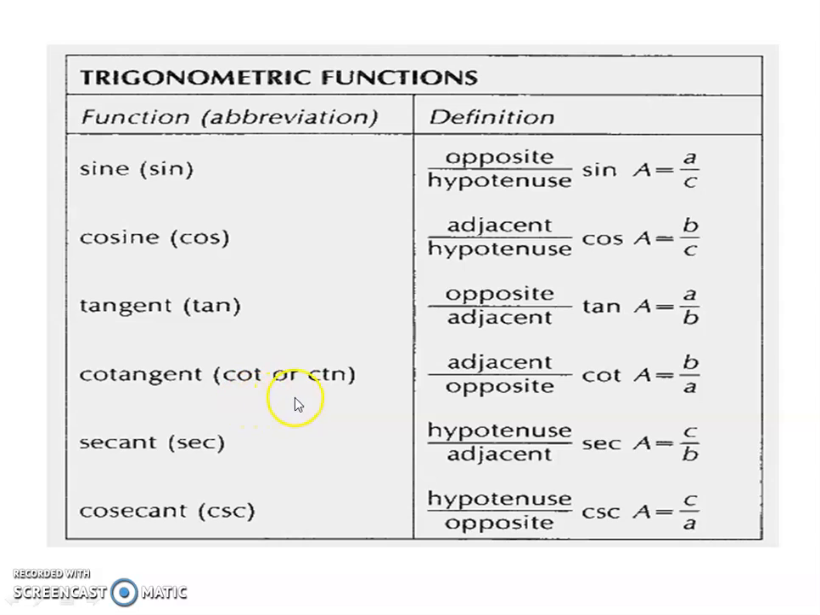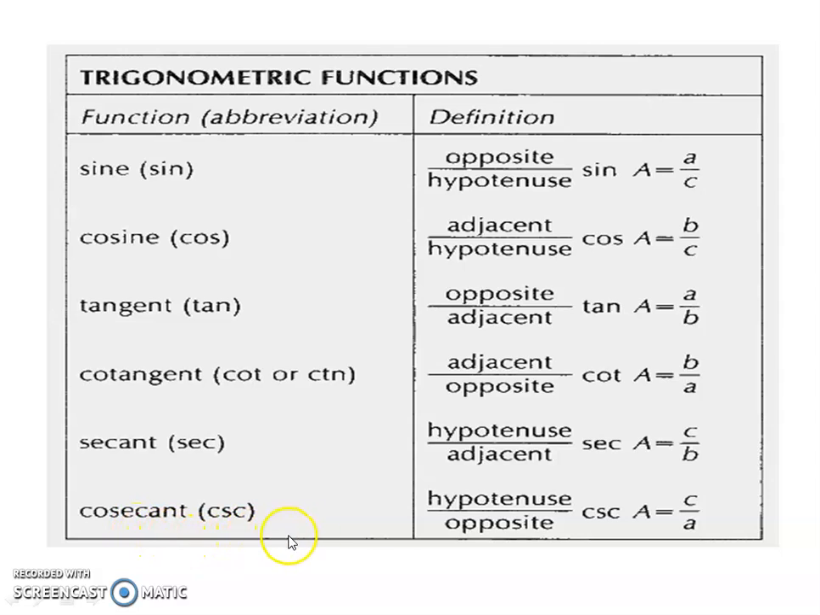Cotangent, or cot, is adjacent upon opposite. Cot A is equal to B upon A. Be careful, tan and cotangent have a reverse relation: tan is opposite upon adjacent, and here it is adjacent upon opposite. Secant, that is sec, is hypotenuse upon adjacent. So sec A is equal to C upon B.